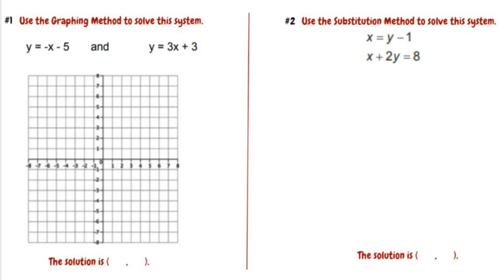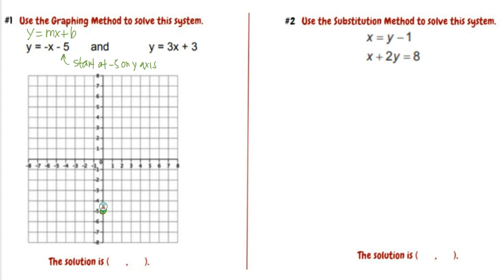Okay, so to start on the graphing method, the first thing you're going to do is plot, remember, y equals mx plus b. The b is where we're going to begin. So we are going to put our first dot at -5 on the y-axis. We always start on the y-axis. So I'm going to put a dot at -5.